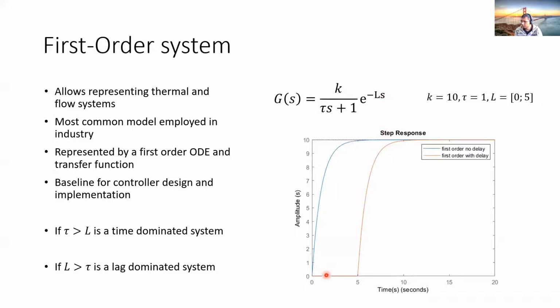Here, for example, there is a graph for k equal to 10, time constant equal to 1, and we have two different delays. One is 0, which means no delay, and the other one has a delay of 5 seconds. This L is always in seconds. If you see here, this is the response with 0 delay, the blue one, and with 5 seconds delay, you see that the response begins after 5 seconds.